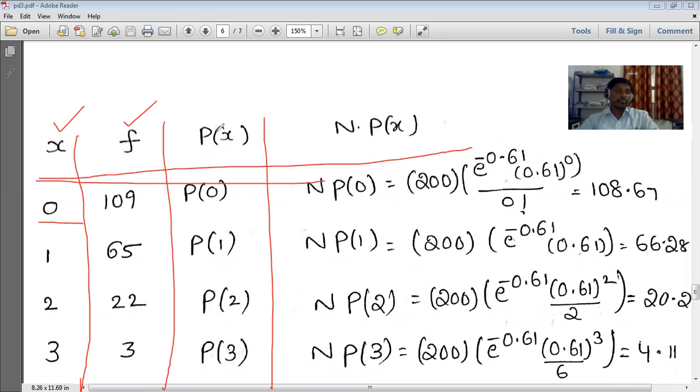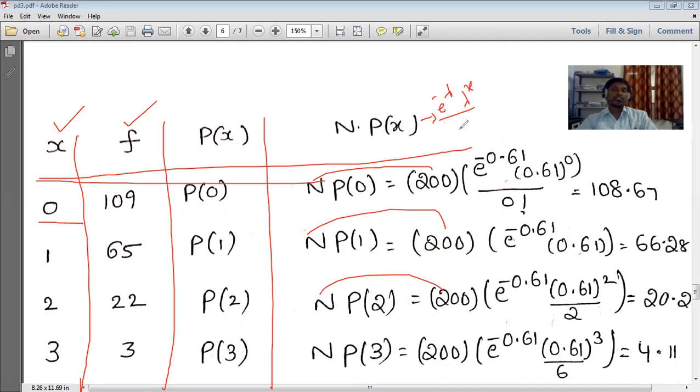Next we require P of x. For that we substitute different values: P of 0, P of 1, P of 2, P of 3, P of 4 and P of 5. And next, capital N into P of x. Capital N is nothing but 200, so we substituted 200 in place of capital N. Next we require these probabilities: P of 0, P of 1, P of 2, P of 3. What about P of x here? It is e power minus lambda, lambda power x by x factorial.